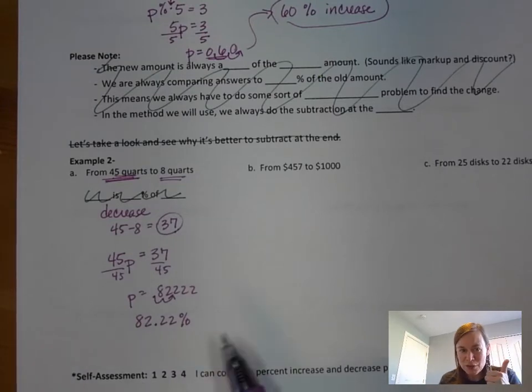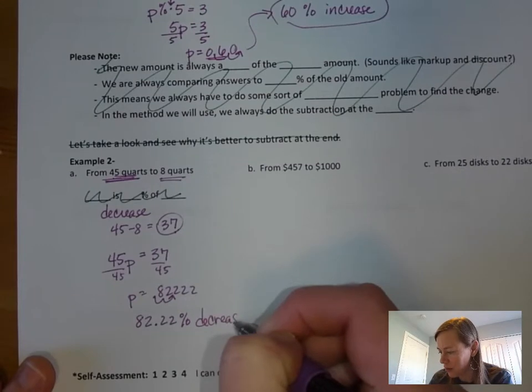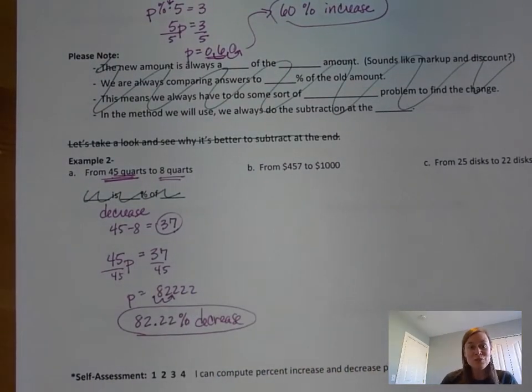I did forget to write one word. Make sure you write that it's a decrease. I know I have it up here, but it's kind of nice to have it all officially there in the answer. So that is your final answer, 82.22% decrease.